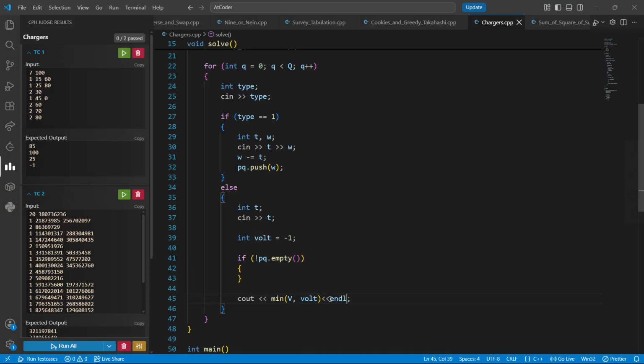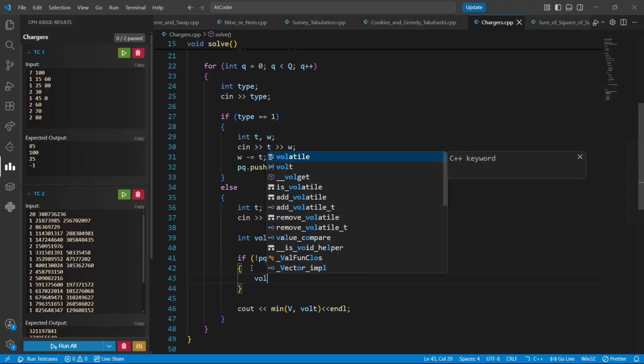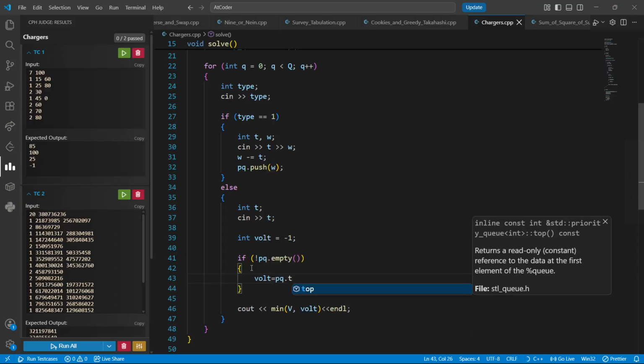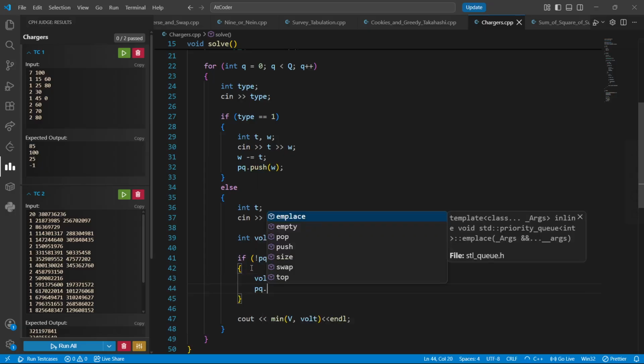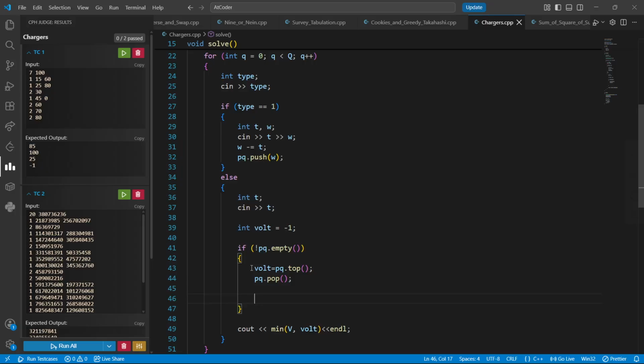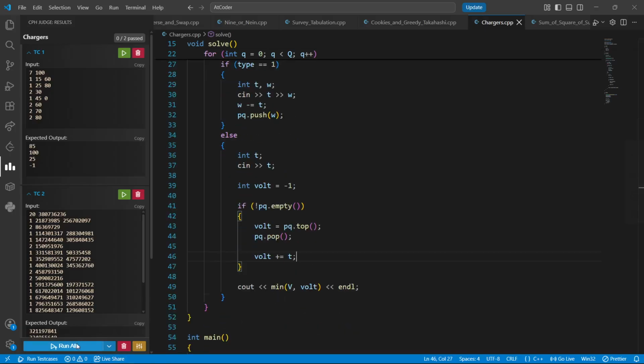And don't forget to handle this. So when you have a battery that is plugged in, okay, so how will you get volt? So your volt is gonna be priority queue dot top element, and remove that battery. And since it was referenced to time 0, okay, so you'll have to add this particular time to your volt. That's it. Let's try to run it.